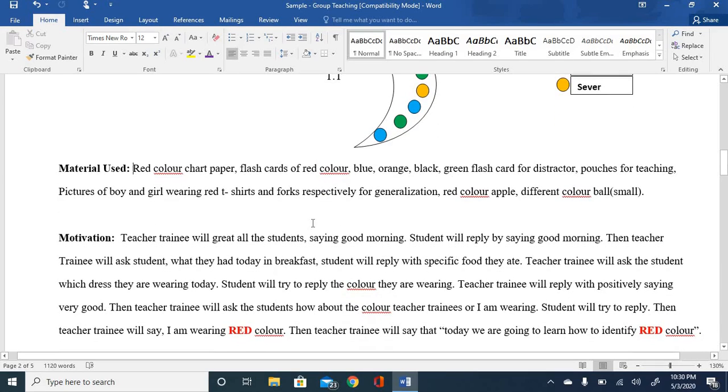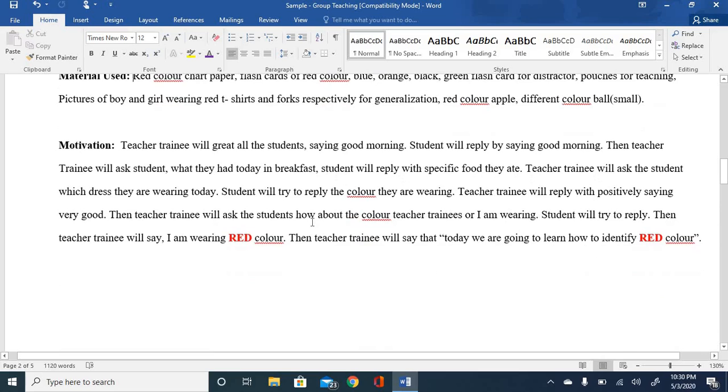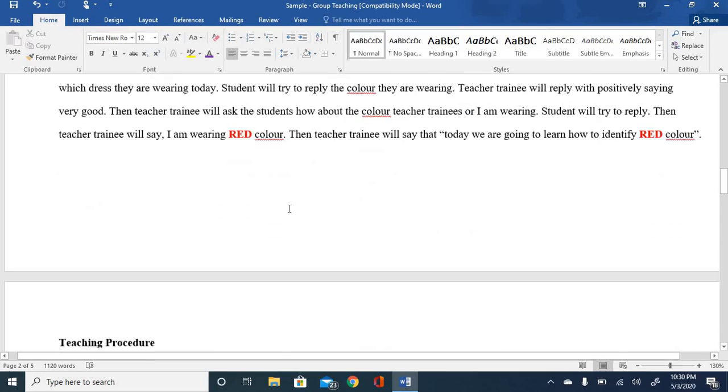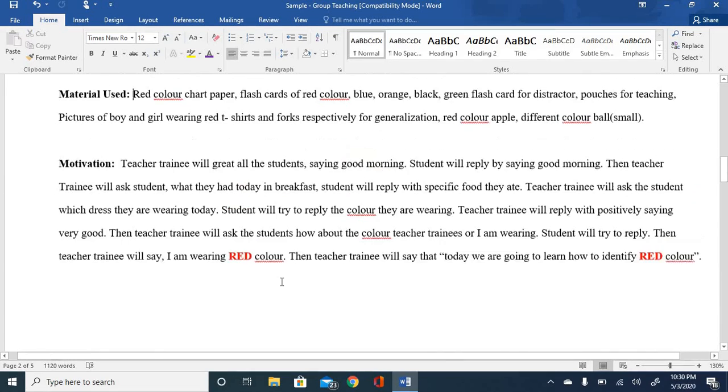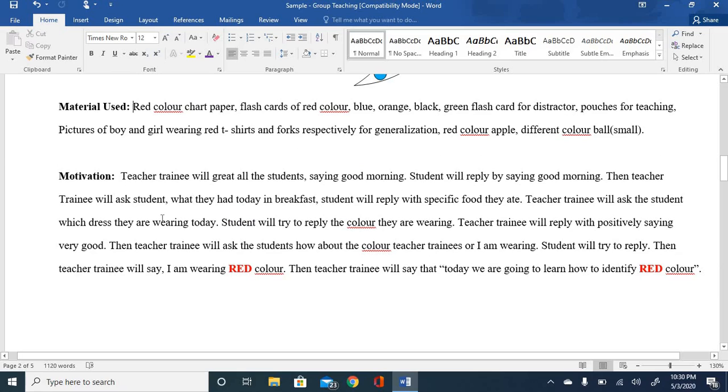So these are my materials which I am going to use in my classroom, in my teaching. So after this, the motivation component is very, very important. Actually, you will start from here. Your teaching will start from here, not from the teaching procedure. So let us see first what is motivation, how you are going to write, and then we can move to the teaching procedure and discuss one by one.